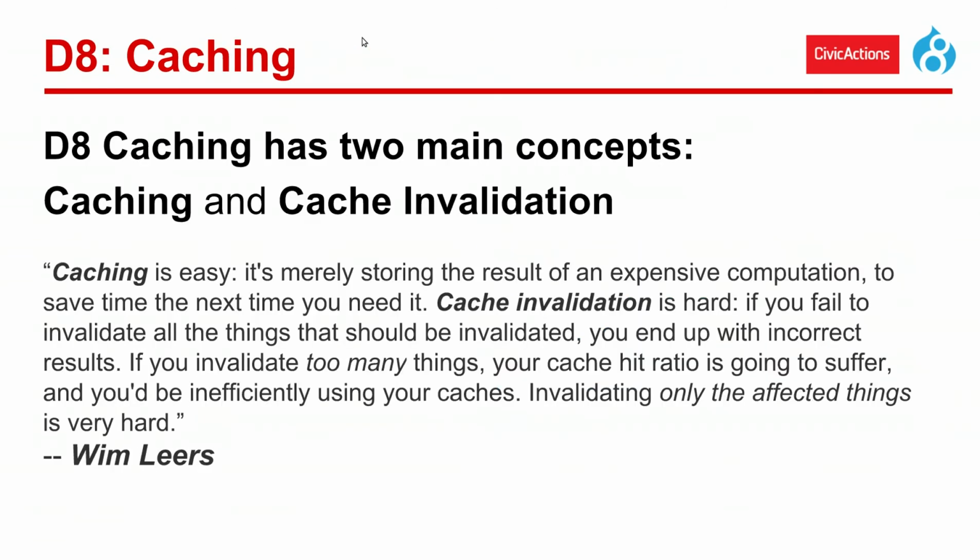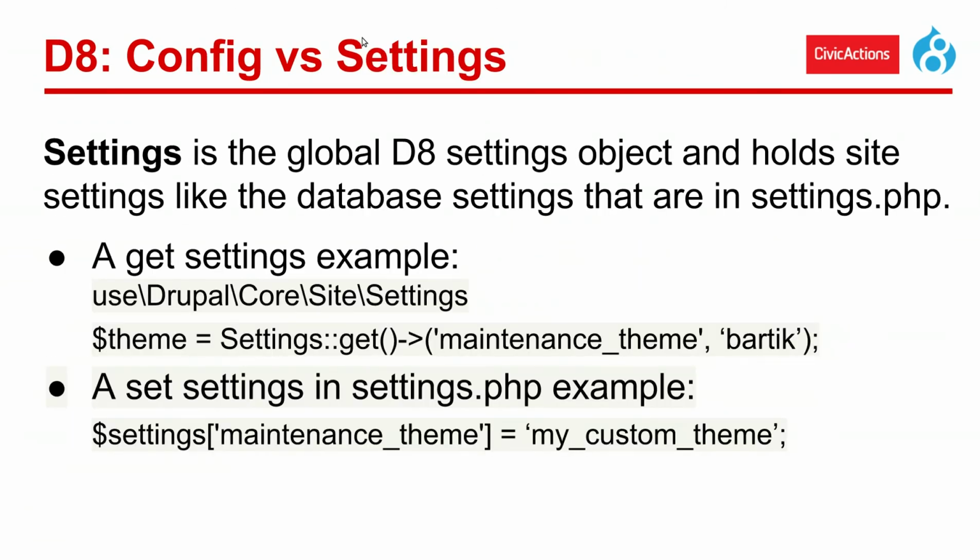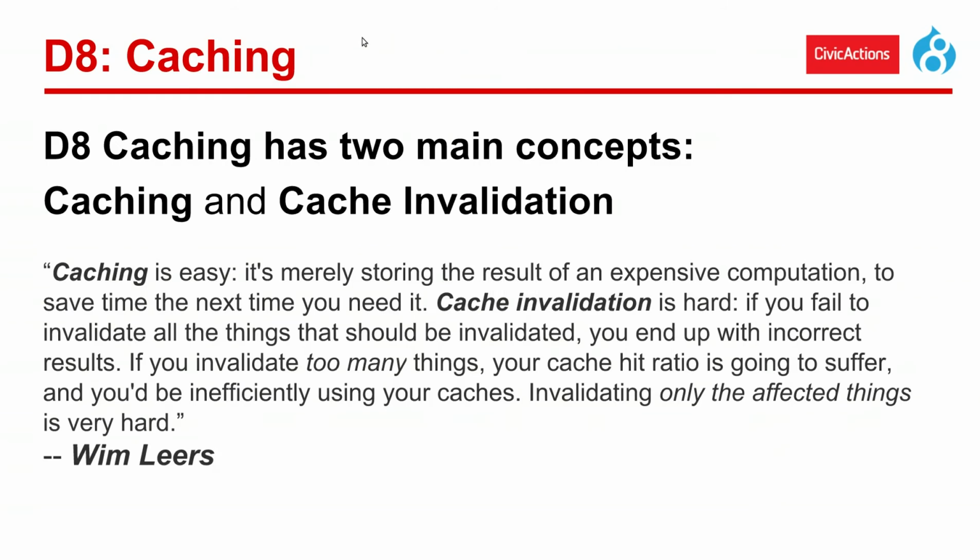Okay, so now let's look at caching real quick. There are 2 big concepts in caching. What should be cached, and then how do I invalidate it later to say, wipe this out so I can make a fresh copy. Drupal 8 deals with it a lot, and a lot of refinement has gone into it. Wim Leers, who handled almost all that stuff, said caching is easy. It's merely storing the result of an expensive computation to save time the next time you need it.